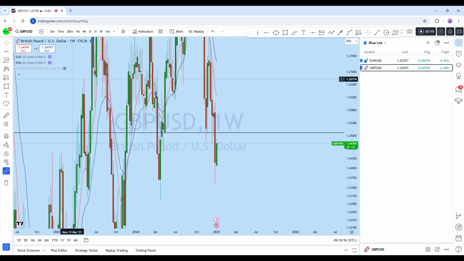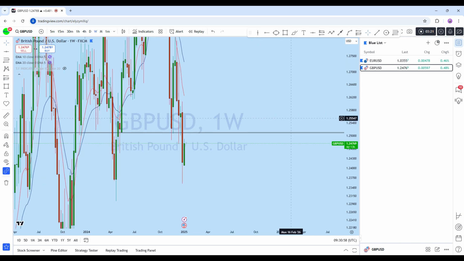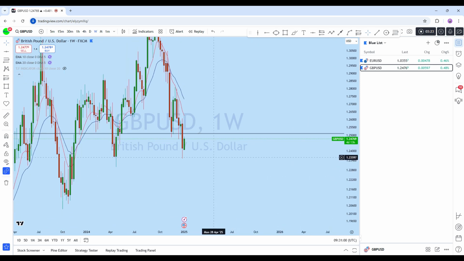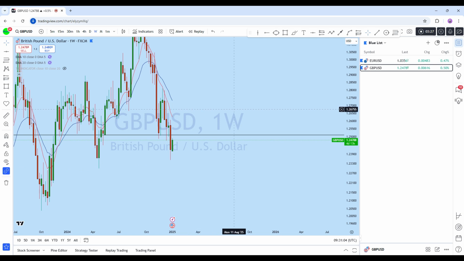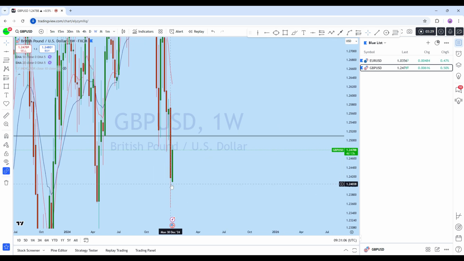Now looking at the weekly chart on British pound US dollar, from the weekly perspective there is a bounce here, and if we look closely, from this support there's a gap open and the market managed to break out. We could see the price again potentially bouncing back to that previous resistance line.